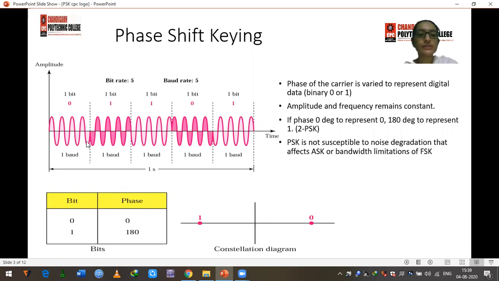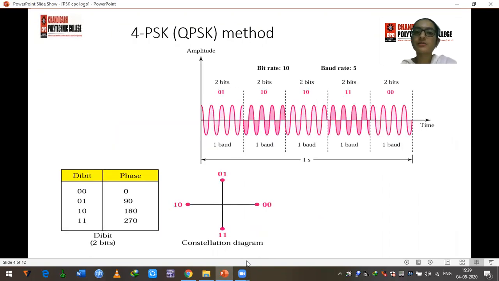As the figure shows on your screen, for bit 0 the waveform will be like that. For bit 1, the phase of the signal changes. If the bit is 0, then the phase will be 0, and if the bit is 1, then the phase changes to 180 degree. The constellation diagram is shown on your screen. Now, PSK is of many types.